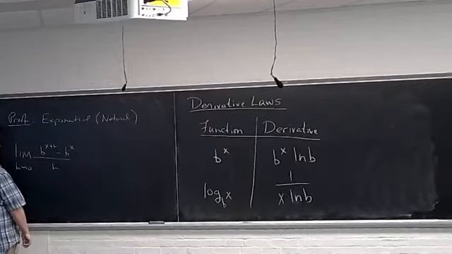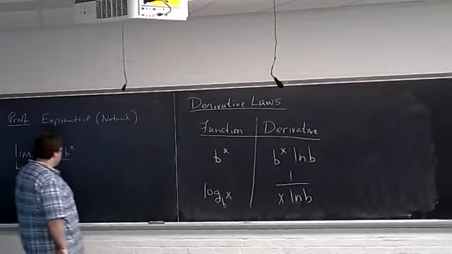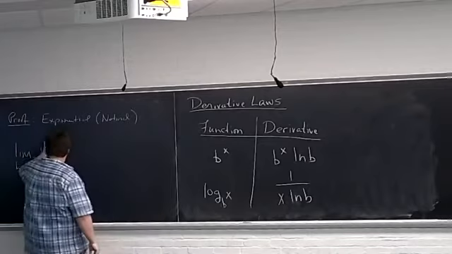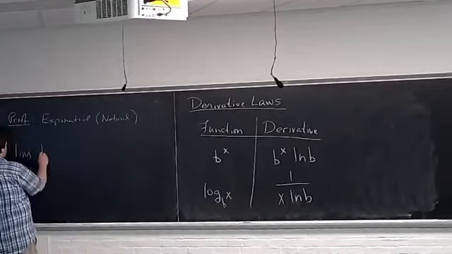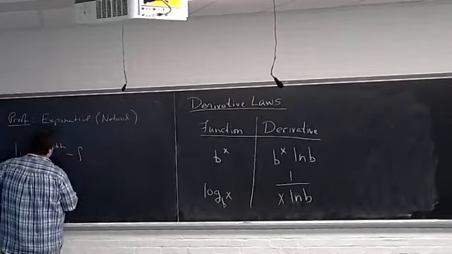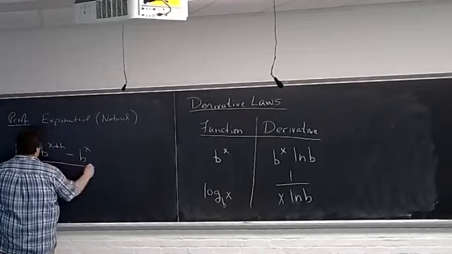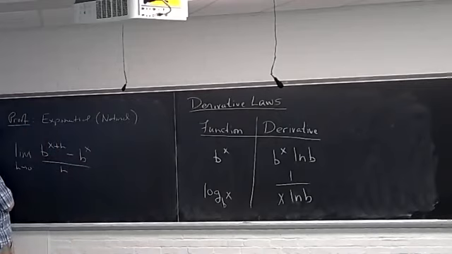Derivative of an exponential function looks like that. Limit as h goes to 0, f of x plus h minus f of x all over h. So here we have b to the x plus h minus b to the x all over h. What can we do with this?